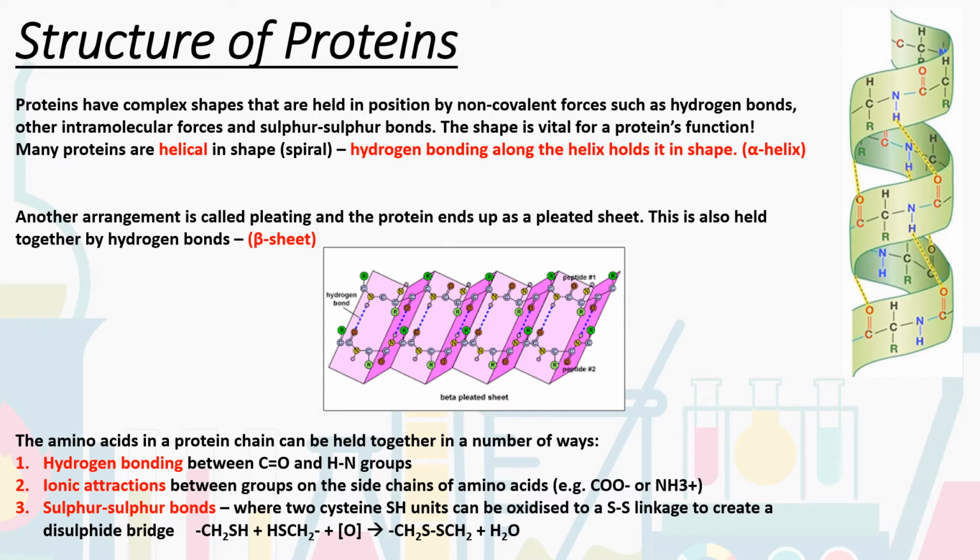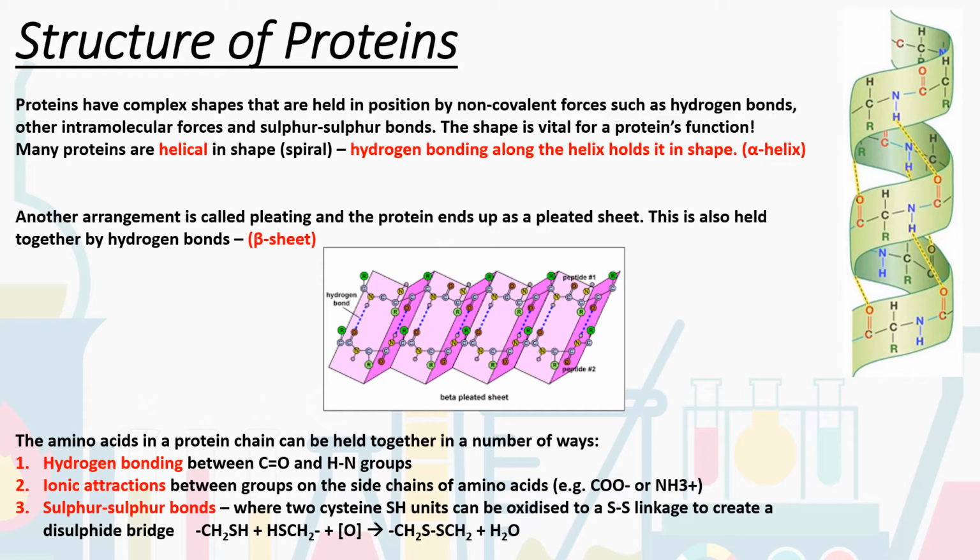And so the amino acids in a protein chain can bond together in a number of ways. We can have hydrogen bonding between the CO and the NH groups. We can also have ionic attractions between groups on the side chains of the amino acids. This is where we looked at our amino acids at the start and we saw that some of them are positively charged, some of them are negatively charged. We can have simple charge attraction, almost ionic bonds almost forming, and also sulfur-sulfur bonds.